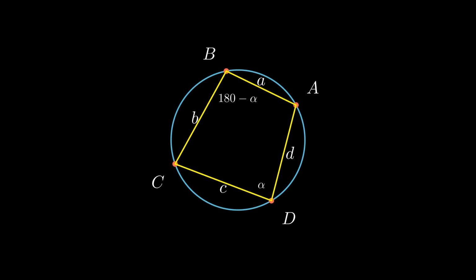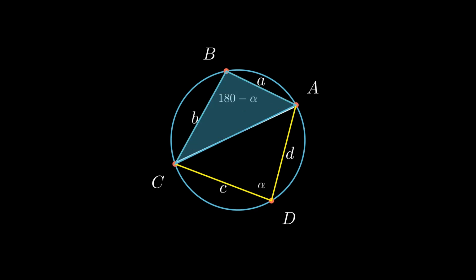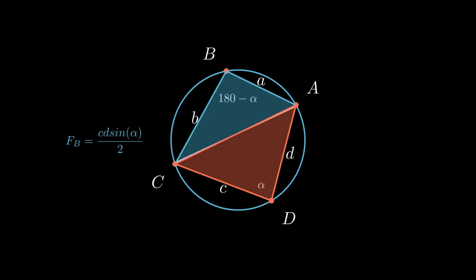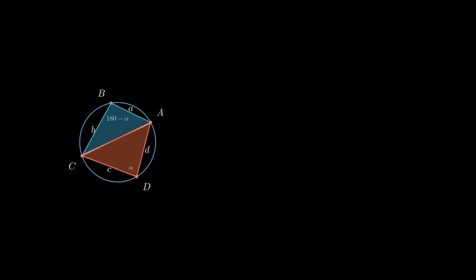We want to find the maximum area of this quadrilateral. Let's split it into two triangles. We now know that the area of this triangle is this. But sine of 180 degrees minus alpha is just the sine of alpha. The other area is similarly this. Now we know that the total area is the addition of the areas of the triangles.